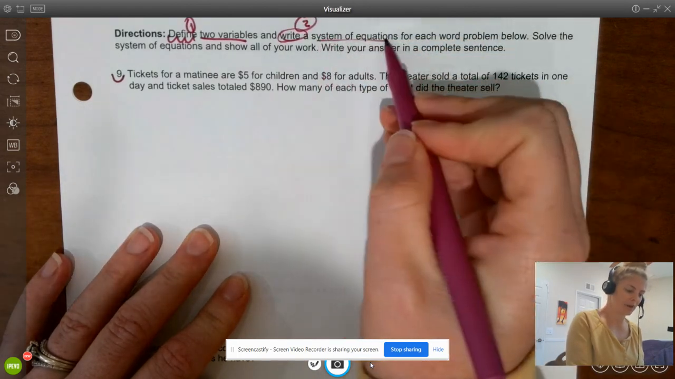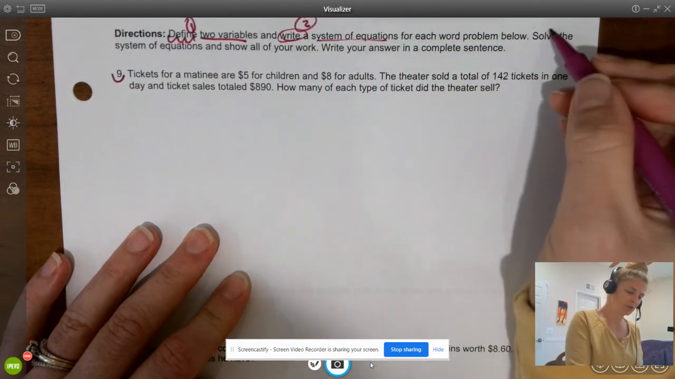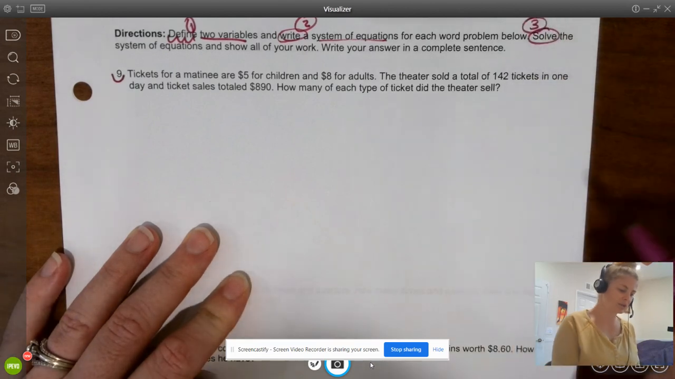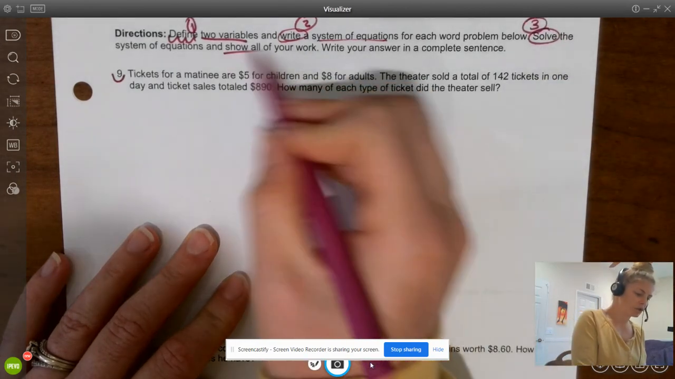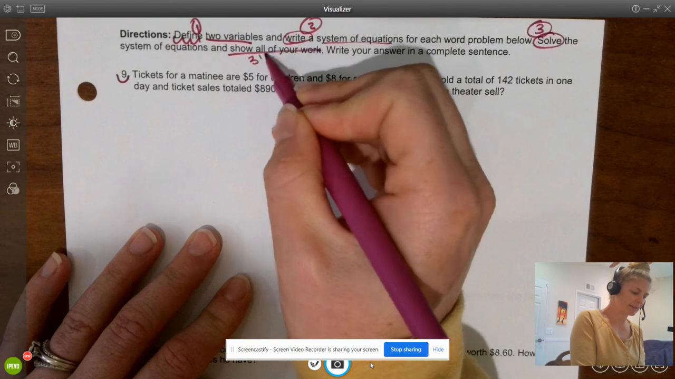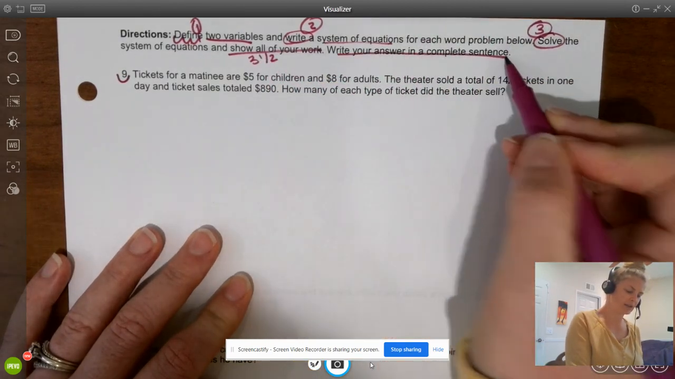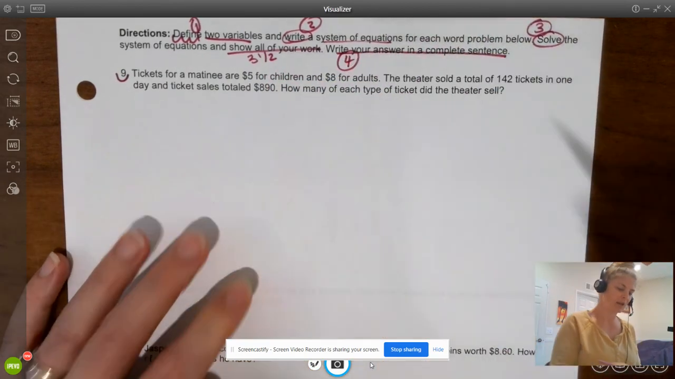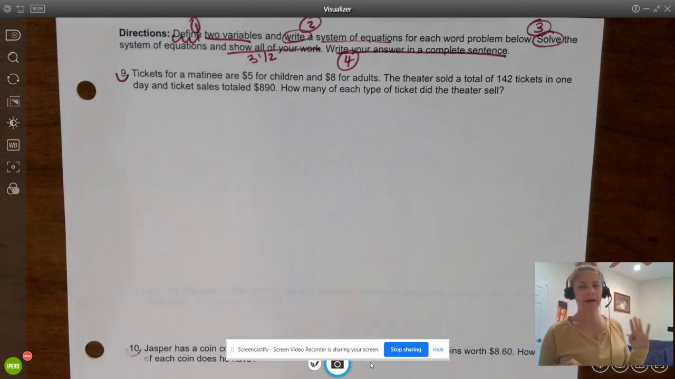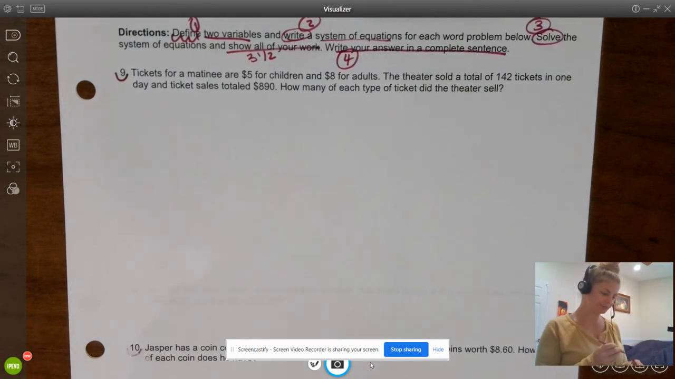Write a system of equations for each word problem below. Solve, there's another verb. They want me to solve the system of equations. Show all my work, so I'll be like step 3.5, and then write your answer in a complete sentence. So there's like 4.5 things they need us to do here. Okay, let's look at number 9.